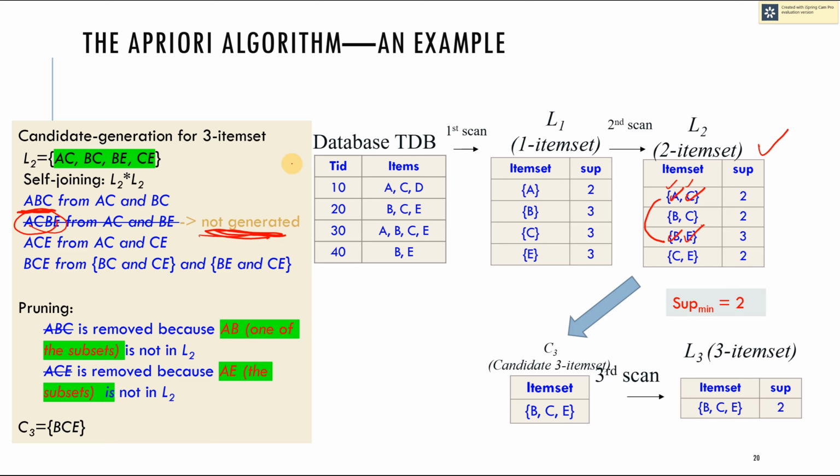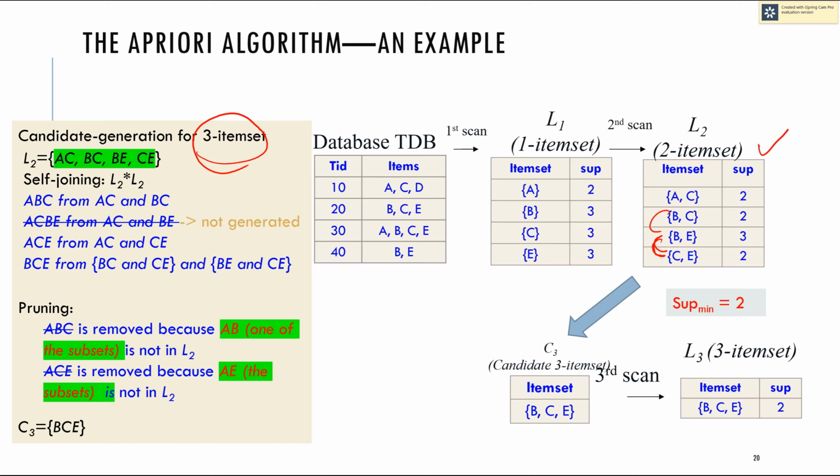This will not be generated because we are going to calculate on only 3 item set. Then take a look at ACE here. AC combined with CE, so we are going to have 3 item set, ACE. Okay, ACE. And then from here we can also combine the BC and CE, right? So from BC and CE, or also from BE and CE, we are going to have a similar 3 item set, that is BCE here.